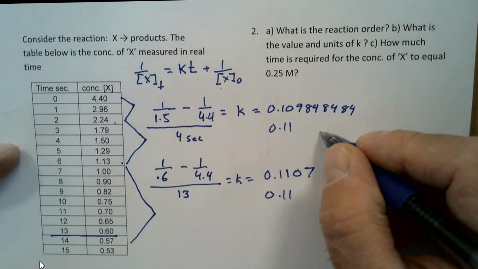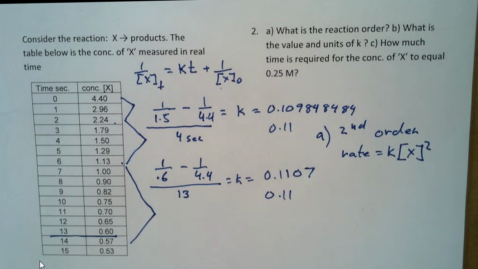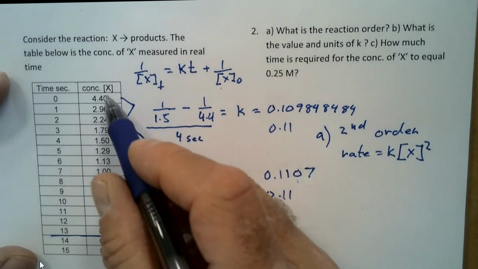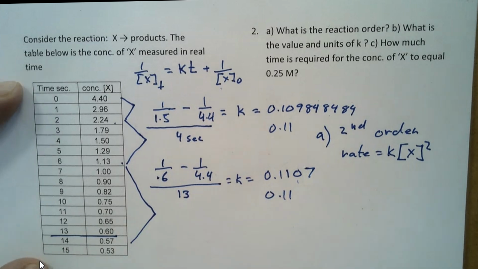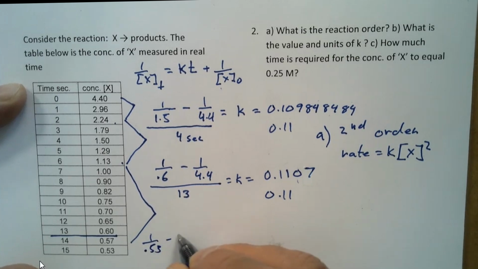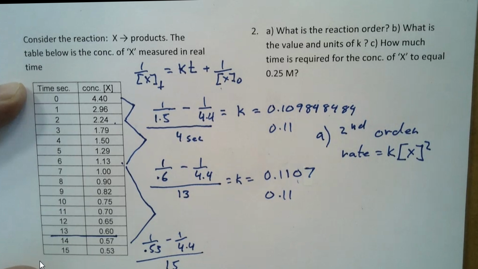What is the reaction order? That means we know the rate law. Some constant. Now, me being an analytical chemist, I might say, well, some experimental error, not quite getting the same number. I think if I take the longest span of time, I could get the most accurate reading. So I'm going to do 1 divided by 0.53 minus 1 divided by 4.4. That took 15 seconds. Let me see what my calculator gives me. Hit the enter key. Divide by 15 seconds.